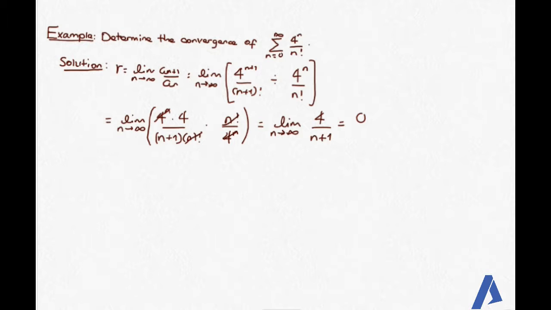ስለዚህ ቅድም በዘረዘርኩት property, if r is between 0 and 1, if r is equal to 0, the series converges ማለት ነው። ስለዚህ using ratio test, the series from n is equal to 0 to infinity of 4 to the power of n over n factorial converges.